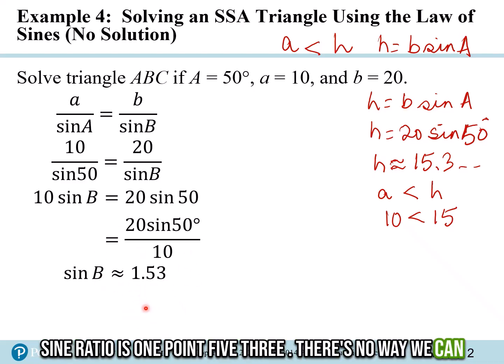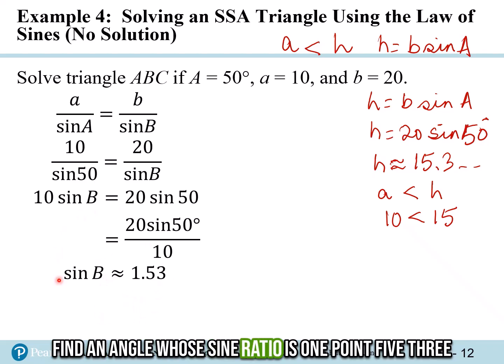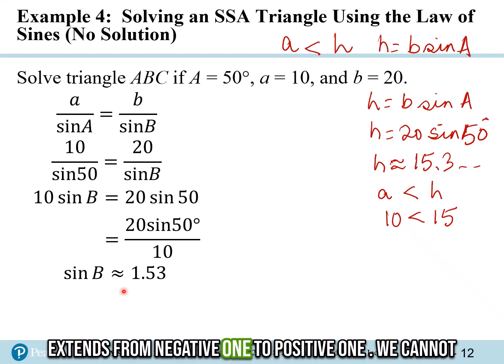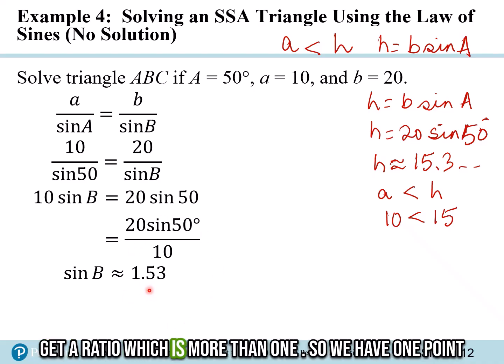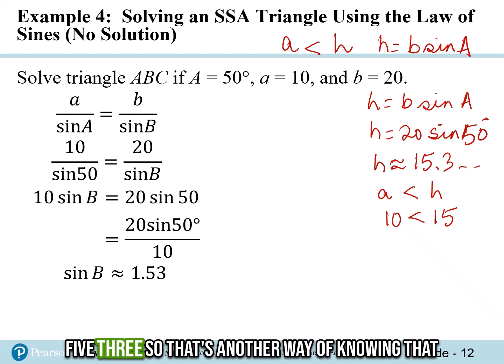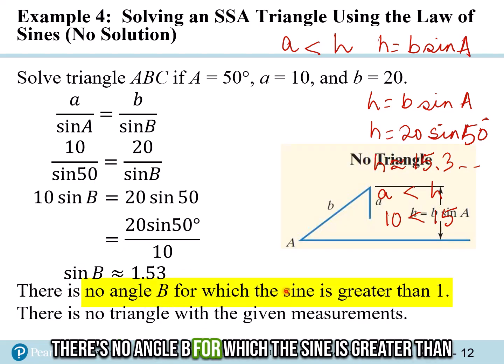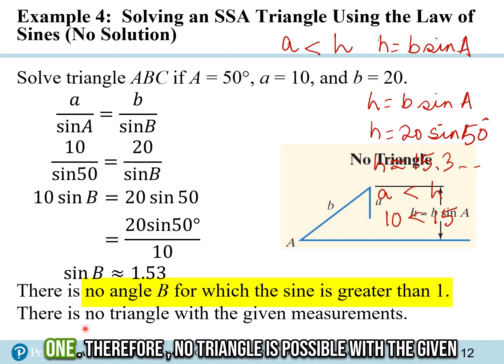We cannot find an angle whose sine ratio is 1.53. There's no way we can find an angle whose sine ratio is 1.53 because, if you recall, ratios for a sine function extend from -1 to +1. We cannot get a ratio which is more than 1. So we have 1.53. That's another way of knowing that there's no angle B for which the sine is greater than 1. Therefore, no triangle is possible with the given measurements.